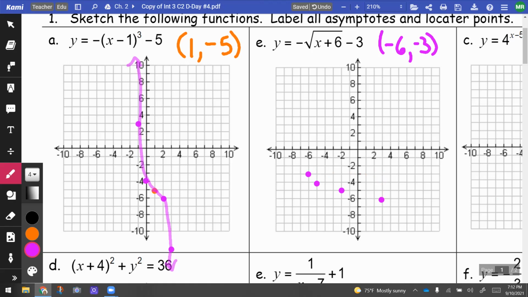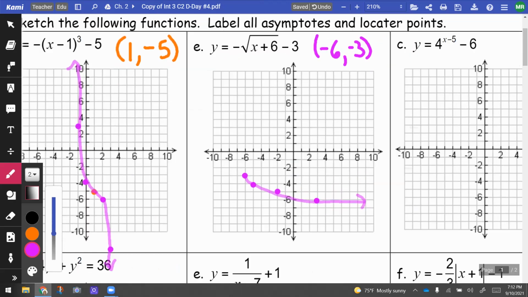And let's sketch this. And so it starts here and it's going to go like that. It looks like half of a sideways parabola. It's the bottom half of a sideways parabola.